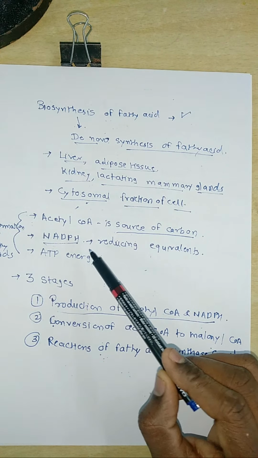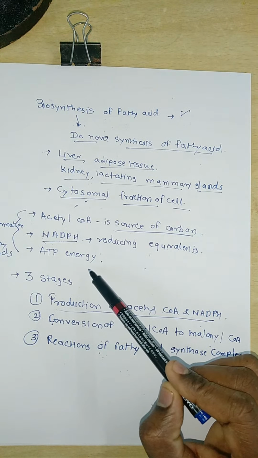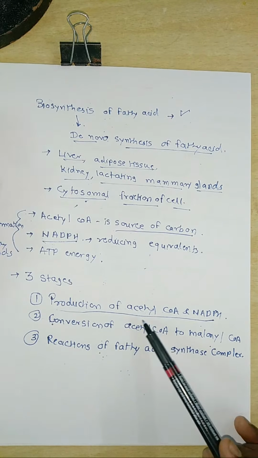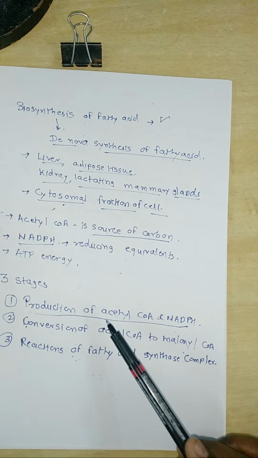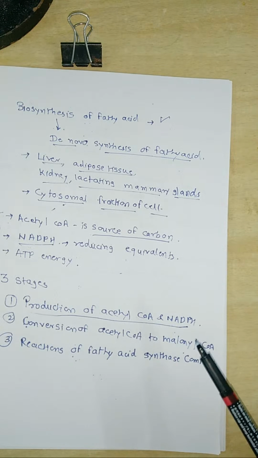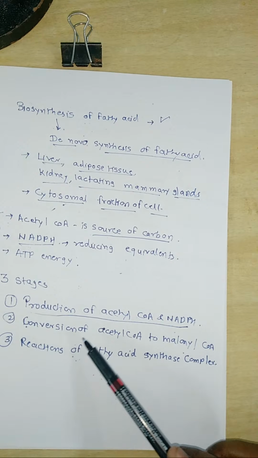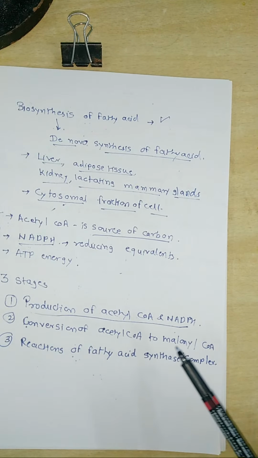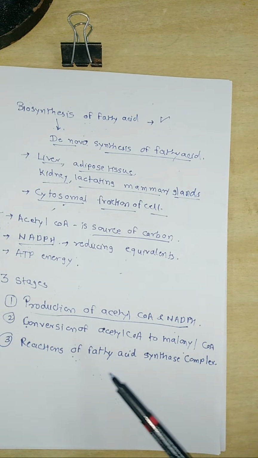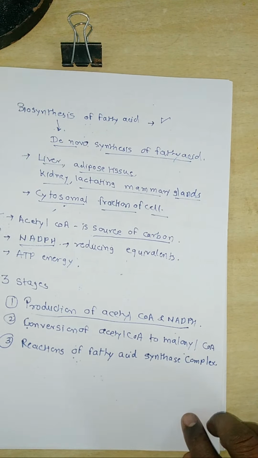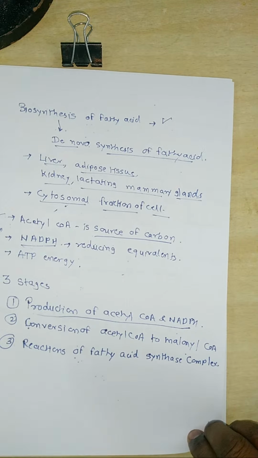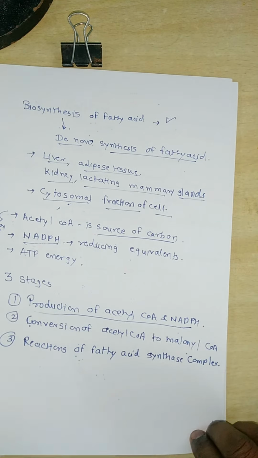NADPH is the reducing equivalent. Along with that, ATP is used as energy. Now, there are three stages of it. In the last lecture, we completed stage 1, that is the production of acetyl CoA and NADPH. Now we are moving towards the conversion of acetyl CoA to malonyl CoA. The third step is the reactions of fatty acids in this complex, which is a 10-step reaction. So here we first revise the production of acetyl CoA and NADPH.